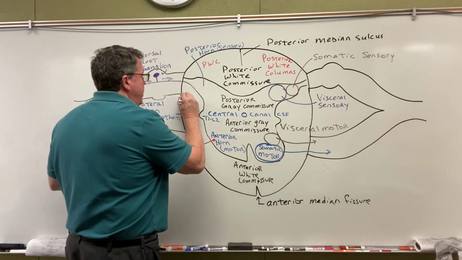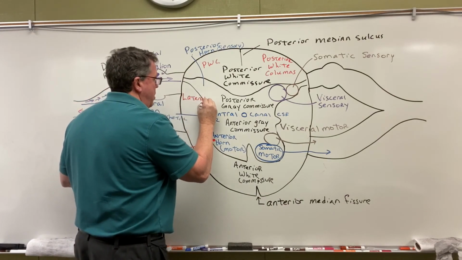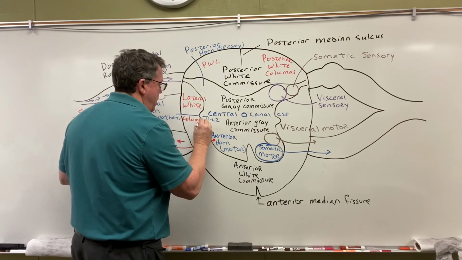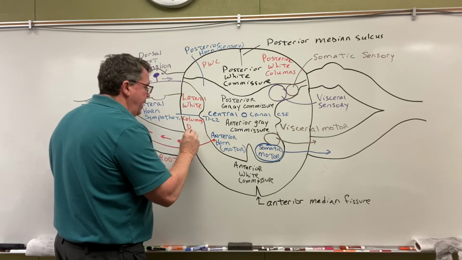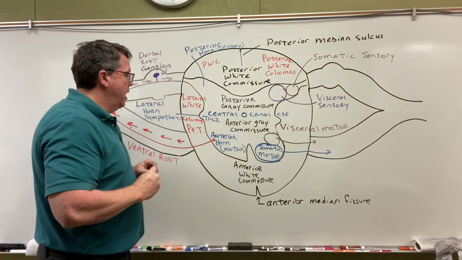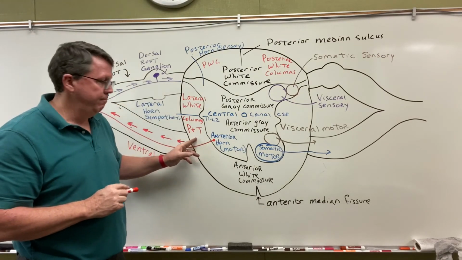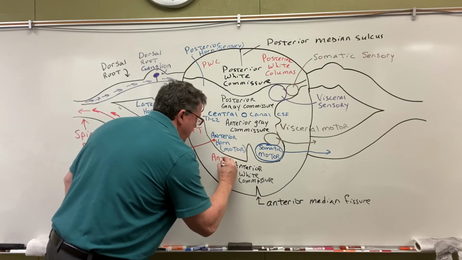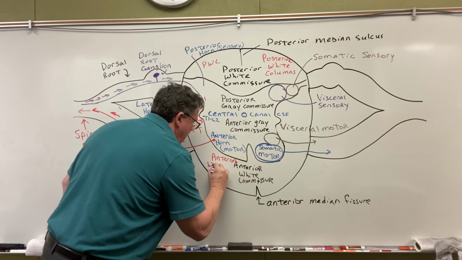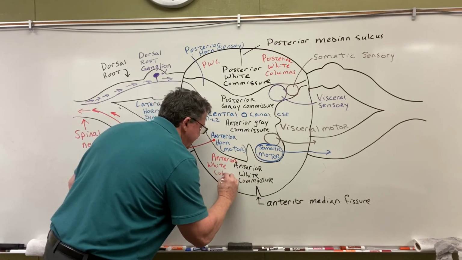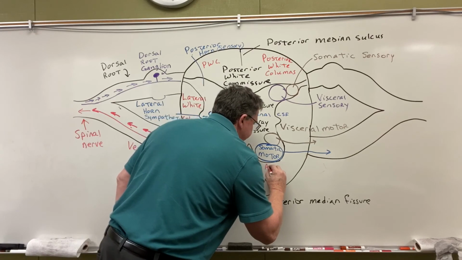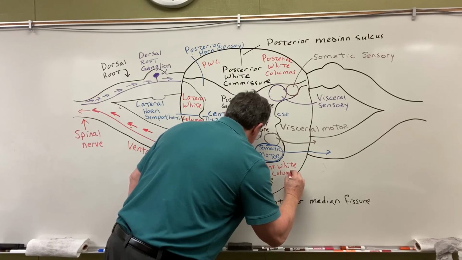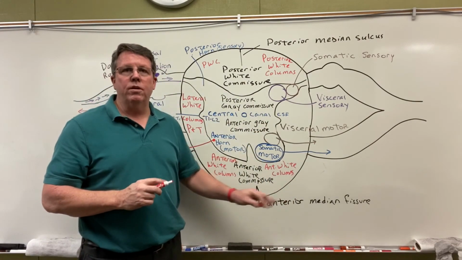On the side, we have the lateral white columns. Okay, over here, I'm going to feel pain and temperature. Pain and temperature is going to be over here. Okay, and then in the front, I am going to have my anterior white columns. This would be more for crude touch, things such as that. We'll go more into these later.